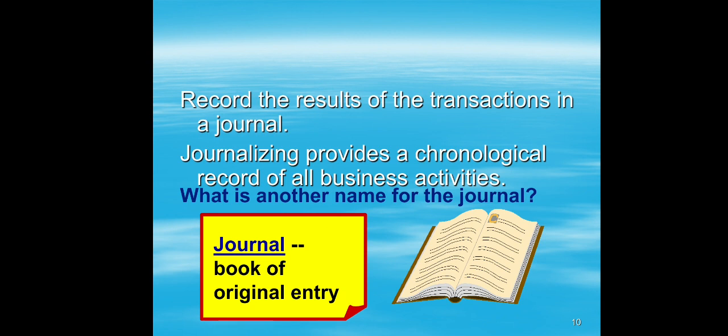Record the results of the transaction in a journal. Journalizing provides a chronological record of all business activities. Okay, remember this. Journal is the first book that we use in accounting, and in the journal you record everything according to the time it happens. That's why it says a chronological record. You record the transaction according to the time when it happens.